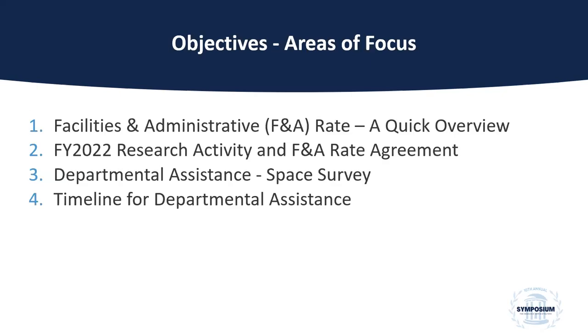So the four main areas of focus are giving you a 20,000-foot look at the F&A rate proposal and the elements of it, a brief highlight of the research activity in fiscal year 22, and briefly talking about the F&A rate agreement. Then we'll jump more in depth into the space survey and what we'll ask you for down the road, and a timeline of when we'll ask for that information.